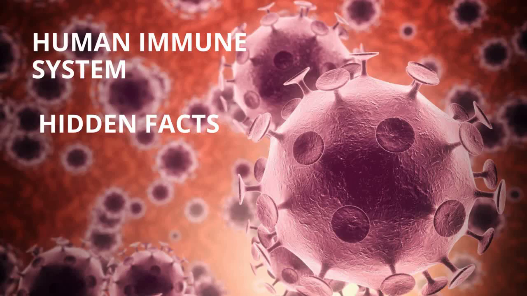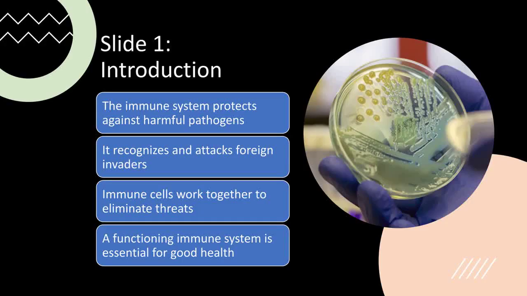As we all know, the immune system is our body's natural defense system that protects us from harmful pathogens. It is a complex network of cells, tissues, and organs that work together to recognize and attack foreign invaders. The immune system is a remarkable biological process that involves a series of intricate reactions.